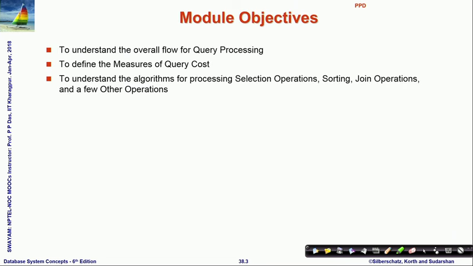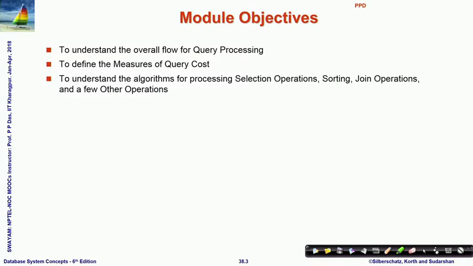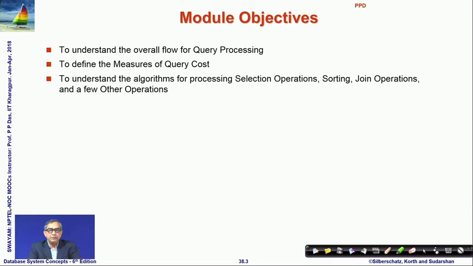flow of processing queries. If I fire a query like select from where, how will that actually access the database files, the B trees and indexes and so on, and compute the result is what we would like to discuss. And a query can be processed in multiple ways, giving rise to different kinds of costs in terms of the time required for processing the query.